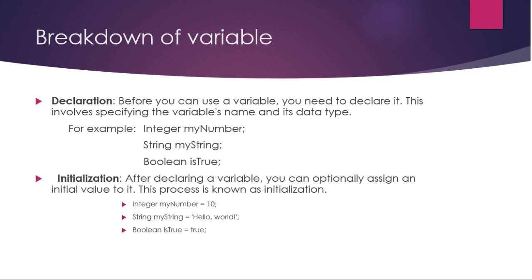Initialization. After declaration, we have to specify a value. Suppose in the initial stage of declaring a variable, you give a value as 10. Suppose in the example as shown in the video, you see in the initialization integer my number is equal to 10. So we assigned a value at the initial stage of the variable declaration equal to 10. But even for the string variable type also we declared some value and Boolean type also we declared.